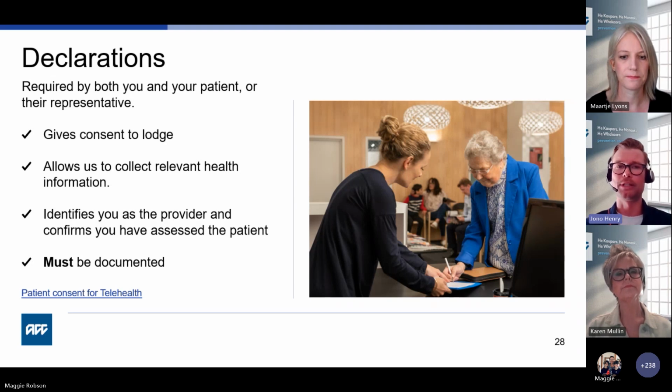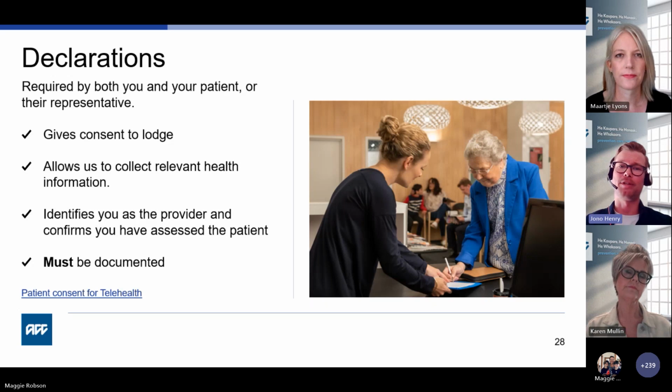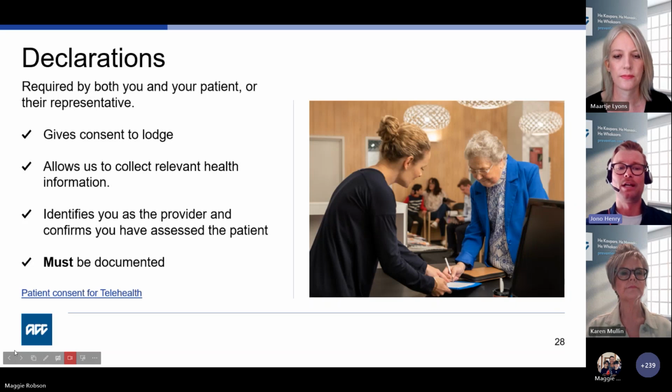You agree to the rights and responsibilities of lodging an ACC claim. And this contains your ACC provider number, which identifies you and your scope of practice. This declaration also confirms that your patient's ability to work, as identified in the section discussed by Marcia, is true and correct. Now, these declarations can be completed electronically, and further information related to this can be found on our website.